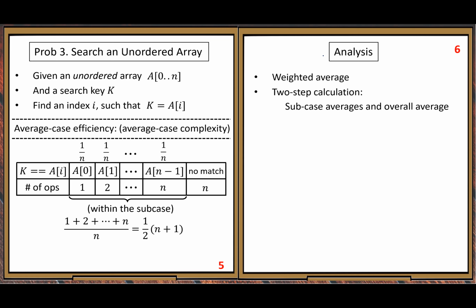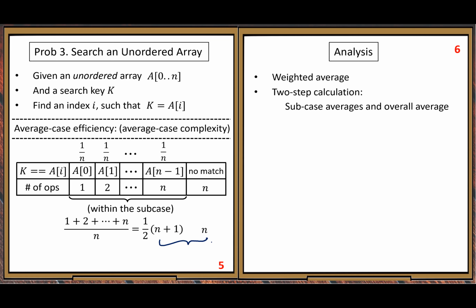But that's for the matching subcase. This average number is for the matching subcase. The no match subcase is only one subcase, only one to be considered. So that means its average is also n. That's easy. But now, our last step, we need to consider an average between these two numbers. Another round of average between these two numbers.